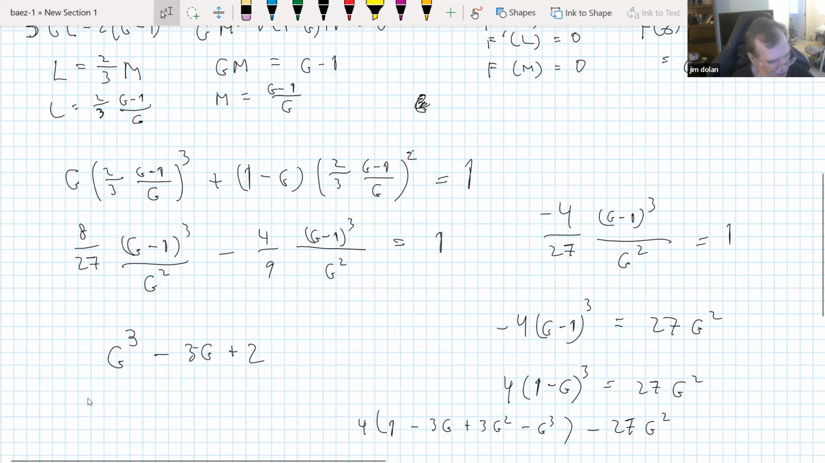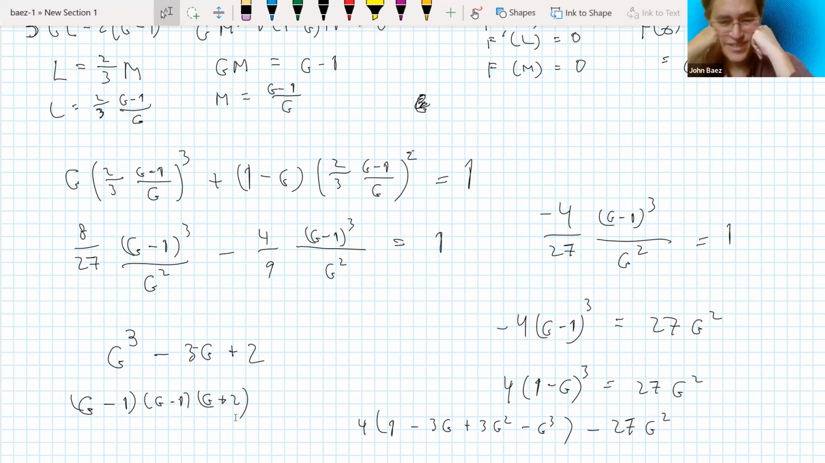It was supposed to factor into G minus 1, G minus 1, and G plus 2. It has a root at G equals 1. That's what I wound up with when I was doing it. Does that seem different from what we're getting here?